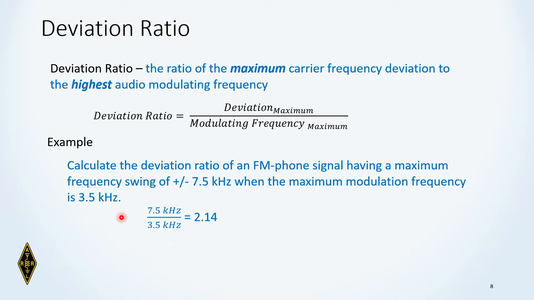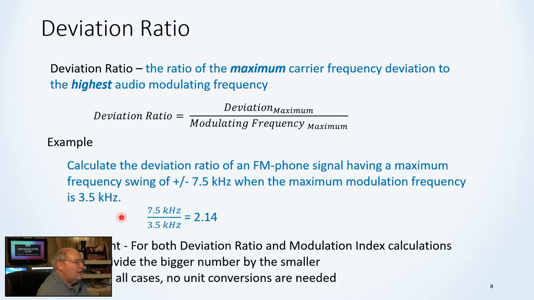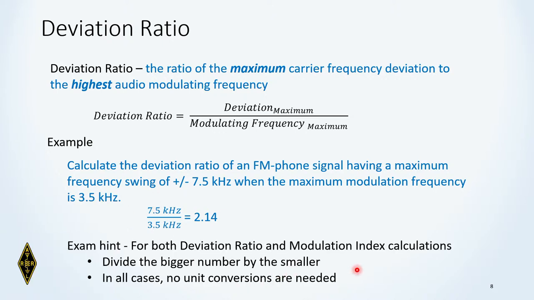So there is a bit of a trick coming up that I'm going to show you. For the exam, for both deviation ratio and modulation index, we haven't talked about modulation index yet, divide the bigger number by the smaller, and in all cases, no unit conversions are needed. You might remember back to when we were talking about op amps. Remember we had the trick there, the bigger divided by the smaller. Well, the same principle will apply here.